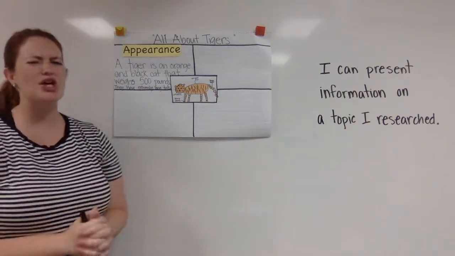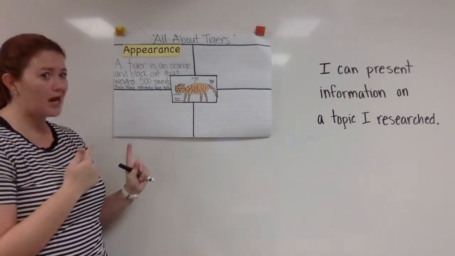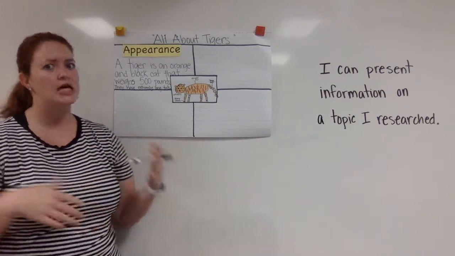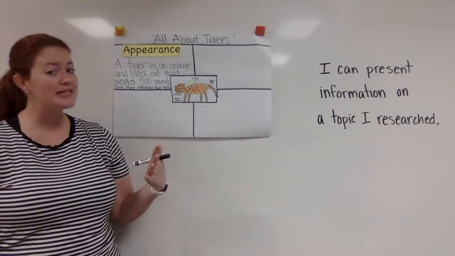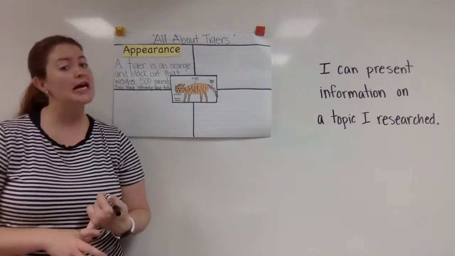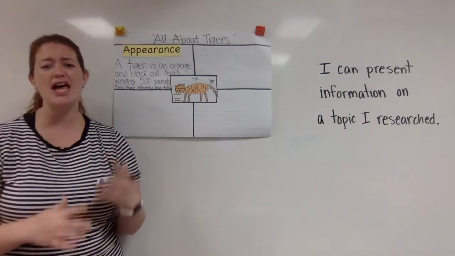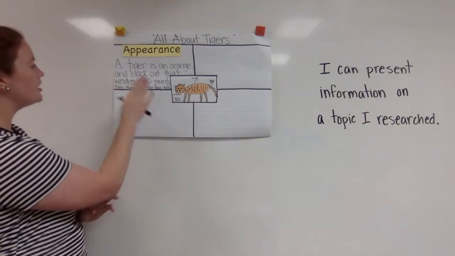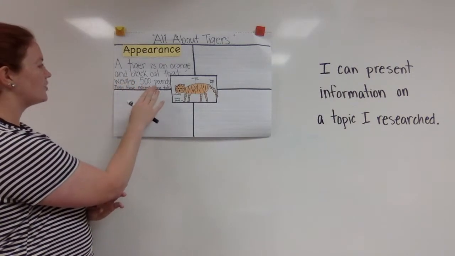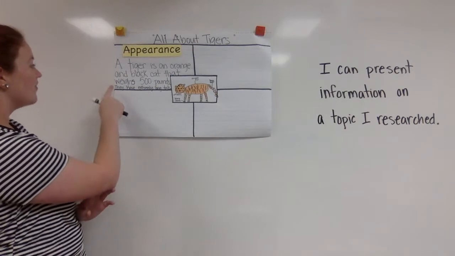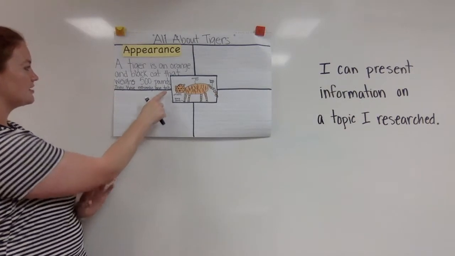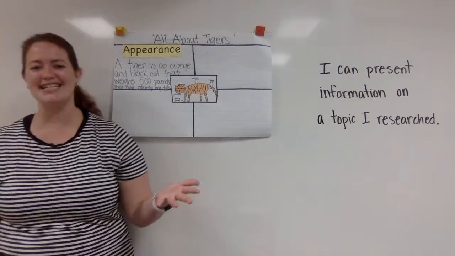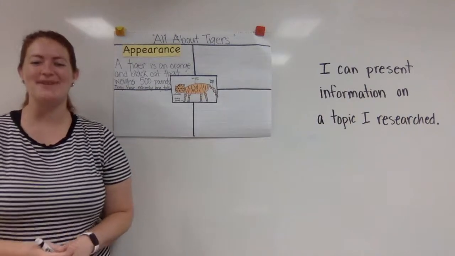Now, I just want to go double check. Did I put capitals at the beginning of my sentences? Did I put punctuation at the end of my sentences? Did I spell my sight words correctly? I'm going to go ahead and edit it right now. A tiger is an orange and black cat that weighs 500 pounds, period. They have extremely long tails, period. Good. I think I did a good job talking about their appearance.